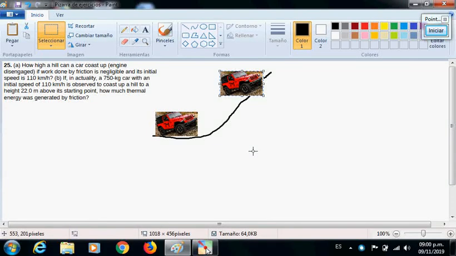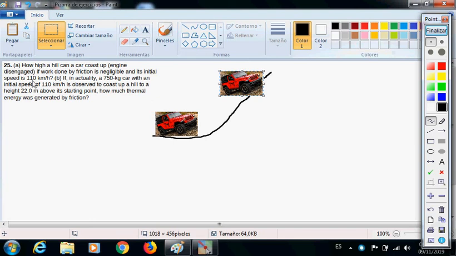Okay guys, as I promised you, I'm gonna give you a hand with exercise number 25. So listen up. Part A says: how high a hill can a car go up, engine disengaged, if work done by friction is negligible and its initial speed is 110 kilometers per hour. The first thing we have to do is transform that speed into meters per second.